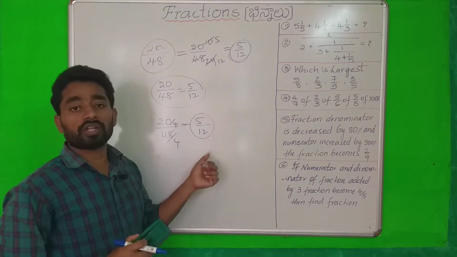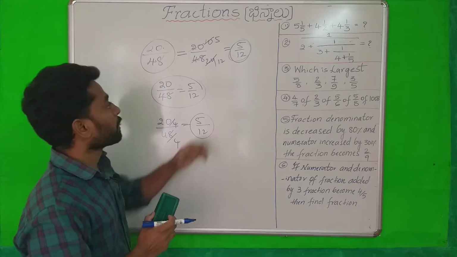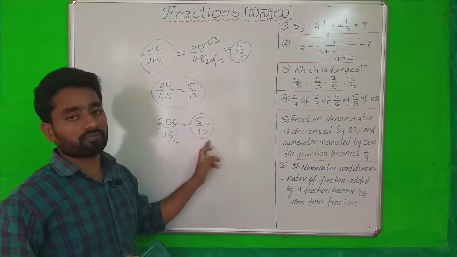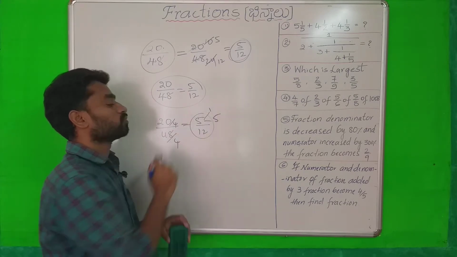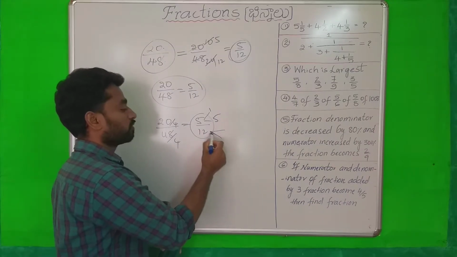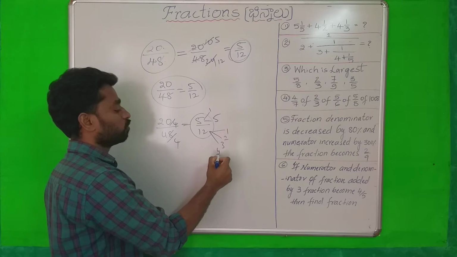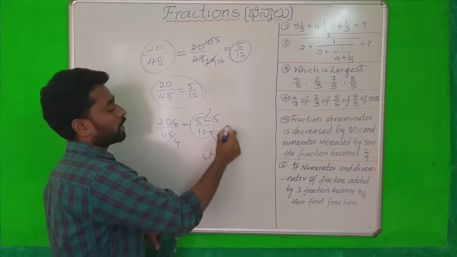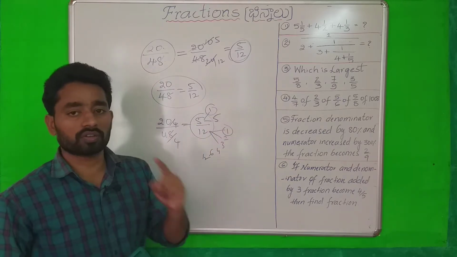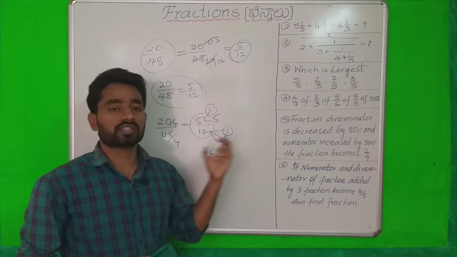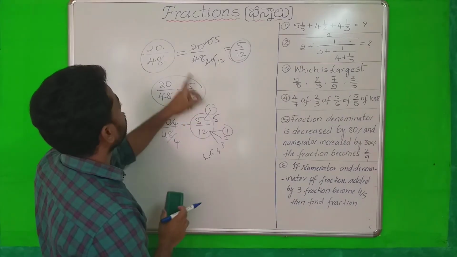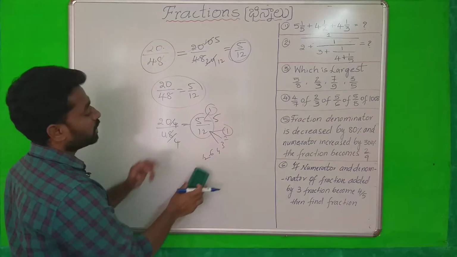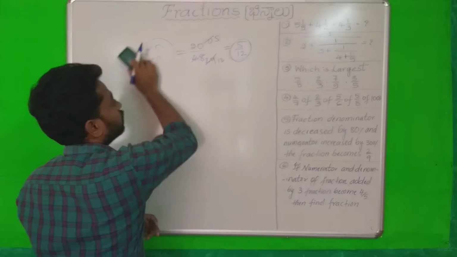So this is called an equivalent fraction also, and it is in simplest form. Why is it in simplest form? The factors of 5 are 1 and 5, and the factors of 12 are 1, 2, 3, 4, 6, 12, but the common factor of these two is only 1. Then we can say it is in simplest form. So simplest form and equivalent fractions, this you have to remember.